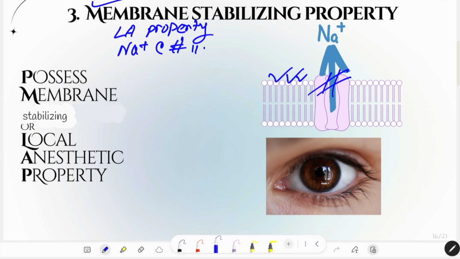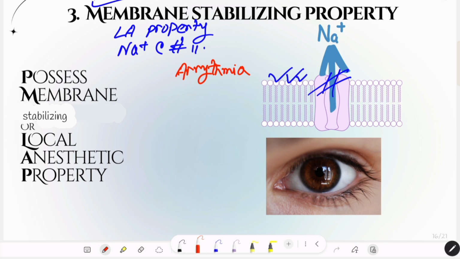Now, what is the clinical importance of this membrane stabilizing property? Yes, membrane stabilization is required in arrhythmia. In arrhythmia, the membrane stabilization is destroyed. So if we can block the sodium channel on the heart, that will lead to stabilization of the cardiac condition and that will prevent arrhythmia. So in the treatment of arrhythmia, we can use this membrane stabilizing property of beta blockers.